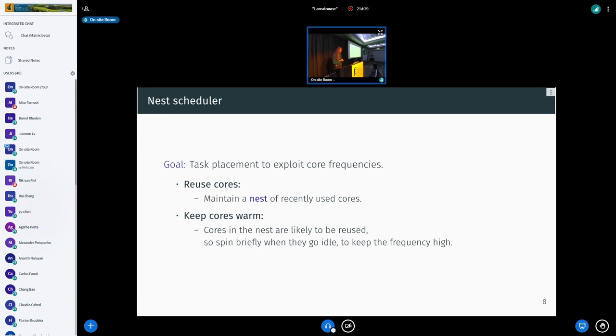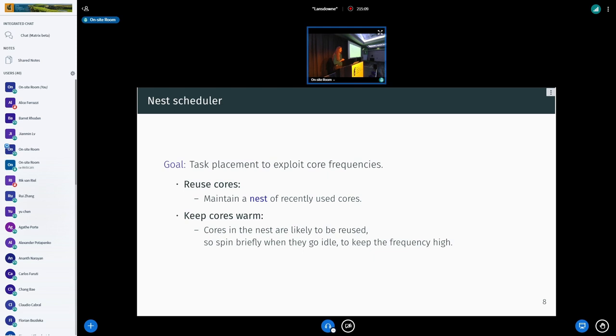So this comes to the NEST scheduler. The idea of the NEST scheduler is to take all these different issues that I've been discussing into account. So there are basically 2 ideas. The first idea is to reuse cores. If we can reuse cores, then we will have fewer cores that are being used. On the one hand, they will seem to be more active, so they will get a higher frequency. And also, we will work better with the turbo constraints. At least on Intel machines, if there are fewer cores being used, then we can go for higher frequencies. So for that, we maintain what we call a nest of recently used cores.